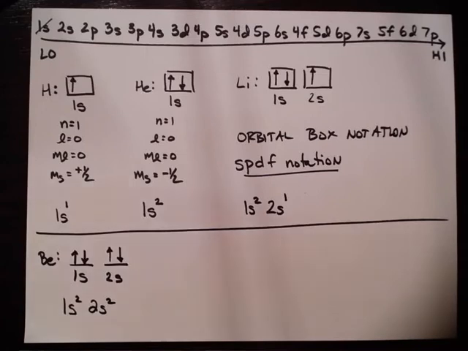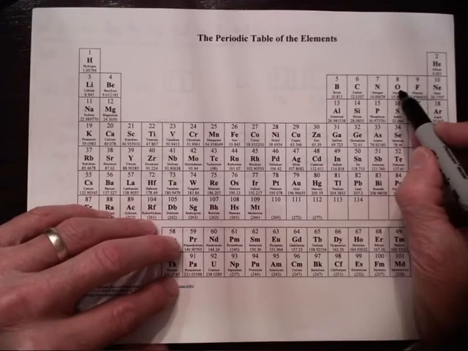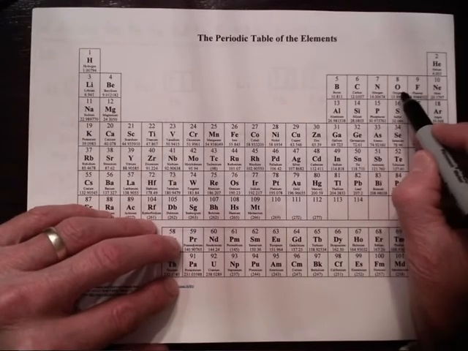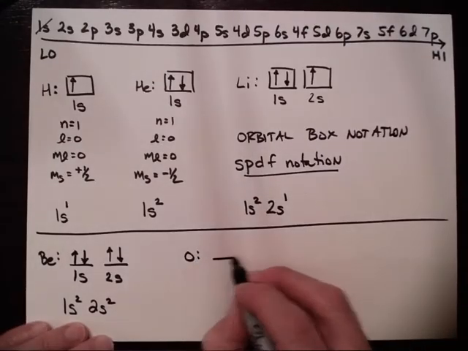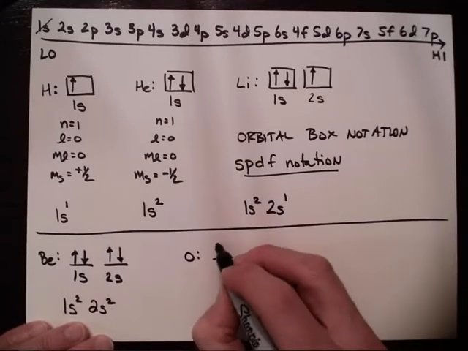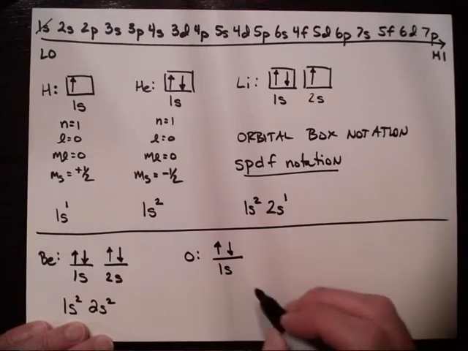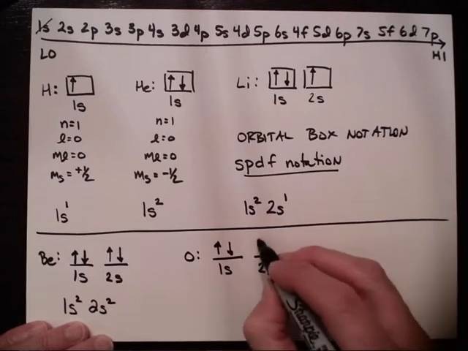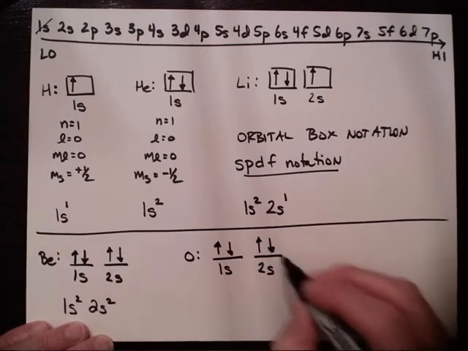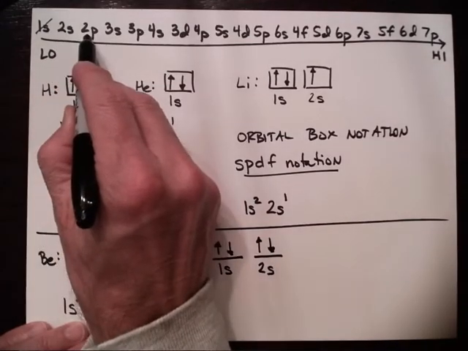Okay, now we can move up to, let's go ahead and skip boron. We'll go all the way to oxygen. So we're going to put 8 electrons in for oxygen. We're going to start with the 1s. And of course, we're going to put 2 electrons into the 1s. That's now full. We used up 2 of the 8 electrons. We now go to the 2s, and we put 2 electrons in there. And now we've filled up the 2s orbital. So now we've got to go to the 2p.